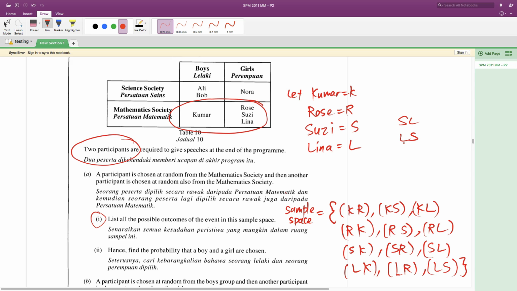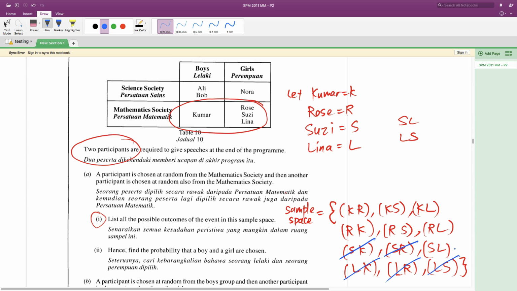But in this case, let me see whether the question says which one goes first. A participant is chosen at random for Mathematics Society, and then another participant is chosen at random for Mathematics Society also. So if the question doesn't say that, whatever repeats, you have to cancel one of it. SL and LS are the same, so I cancel one. LR and RL, cancel one. LK and KL, cancel one. SR and RS, cancel one. SK and KS, cancel one. If there's nothing else repeating, I think this is your final answer. You only have 7 outcomes in the sample space here.